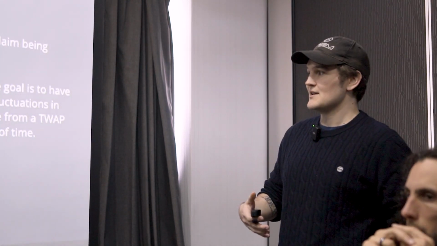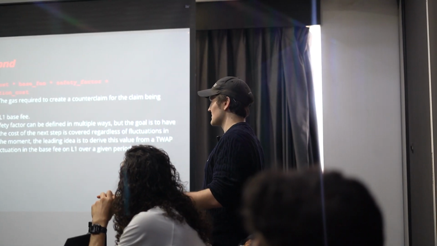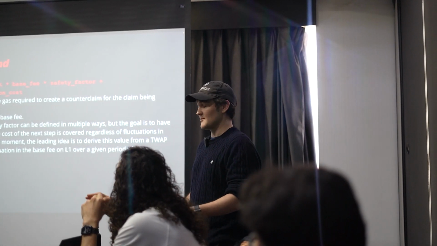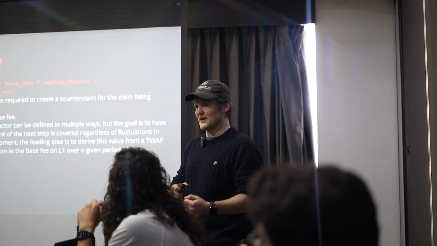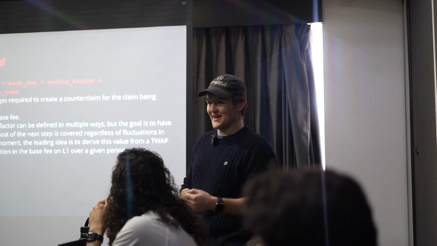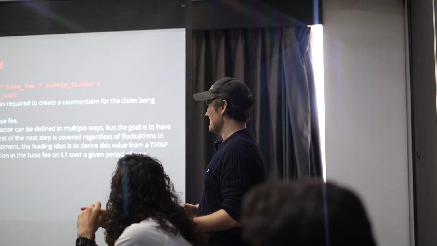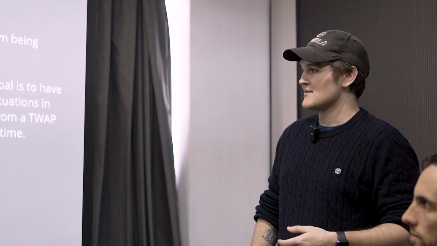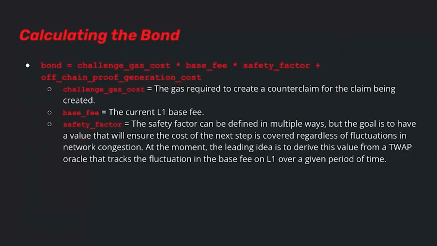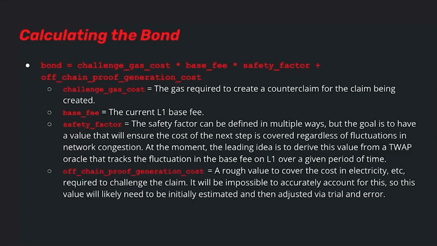But the safety factor can be defined in multiple ways. The whole idea behind it is that we need a value that can ensure that the bond is going to cover the cost of the next possible counterclaim. And Kelvin and I had a long conversation about this last night. This is actually pretty hard to do. At the moment, the leading idea here is to derive this value from a time-weighted average price oracle that will be able to track the fluctuation in the base fee on L1 over a given period of time. And there are a lot of other ways that we can do this, so if any of you have ideas, I would love to hear them.